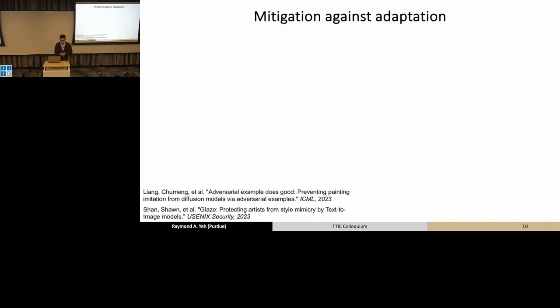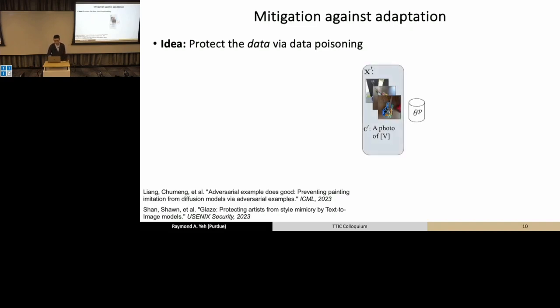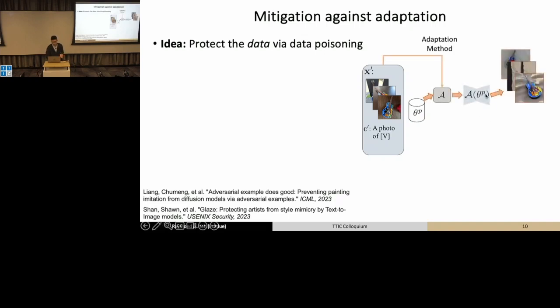So this is a line of work. What are some of the mitigations against adaptation? One of the ideas is you somehow protect the data through data poisoning. One of the works is from Glaze, from U Chicago. The rough idea is like this. The adaptation method takes an image and text pair, and say they want to personalize this guitar. You use your adaptation algorithm to output your specialized model, and now it's capable of generating this specific instance of the guitar. So we want to prevent it from happening.